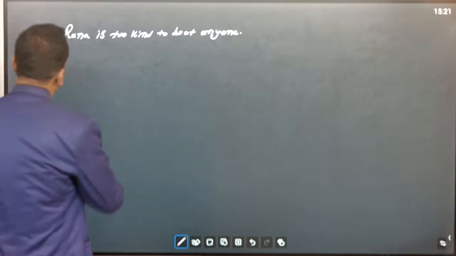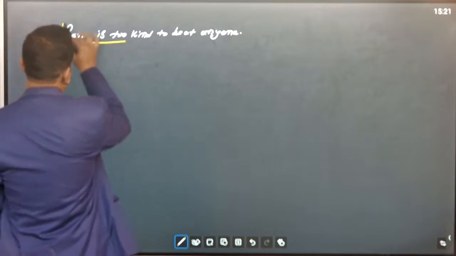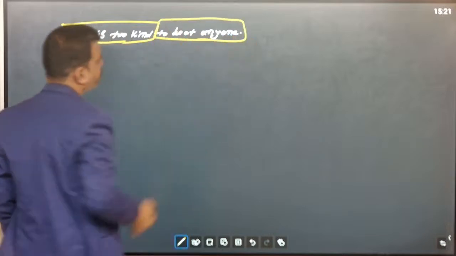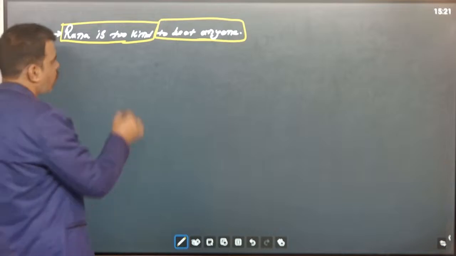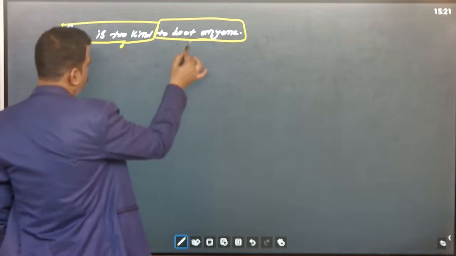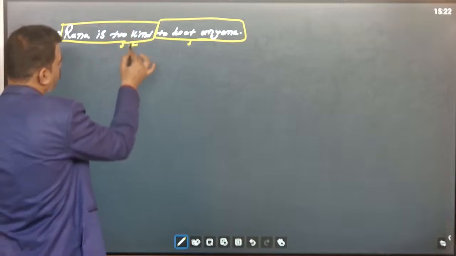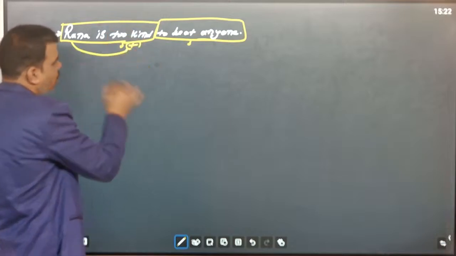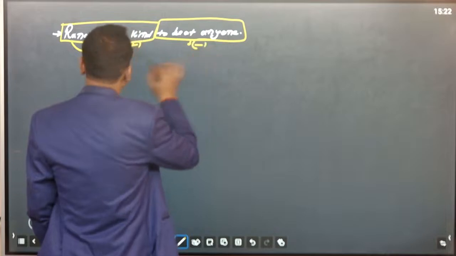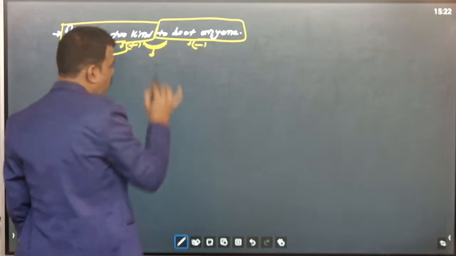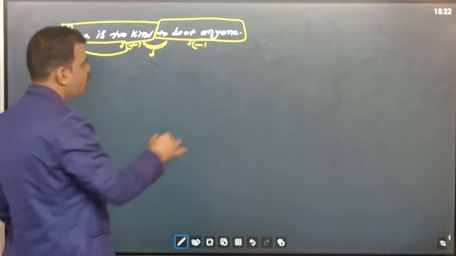Dear, here we have two clauses. The first one is known as the adjective clause, the second one is known as the verbal clause. To be kind is the positive quality of Rana, but to beat anyone is negative work by Rana. It means the verbal and the adjective clause are in an adverse relation, so the statement is correct.